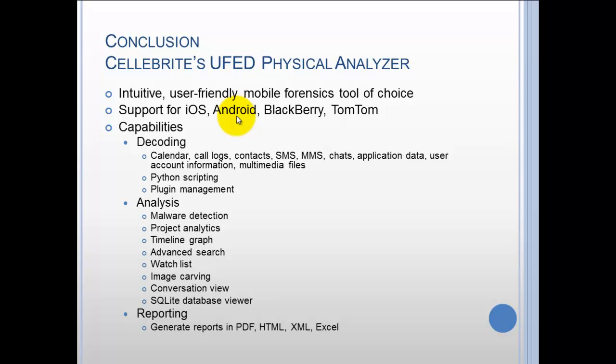So again, Cellebrite is a very intuitive, user-friendly mobile forensics tool of choice. It supports iOS, Android, BlackBerry, and TomTom devices. Its capabilities are decoding, calendar, call logs, contacts, SMS, MMS, chats, application data, user account information, multimedia files, Python scripting, plugin management, analysis, malware detection, project analytics, timeline graph, advanced search, watch list, image carving, conversation view, SQLite database viewer. Lastly, reporting. It generates reports in PDF, HTML, XML, and Excel.